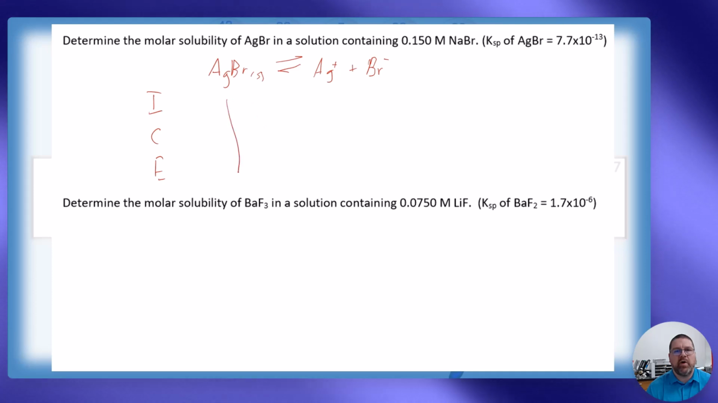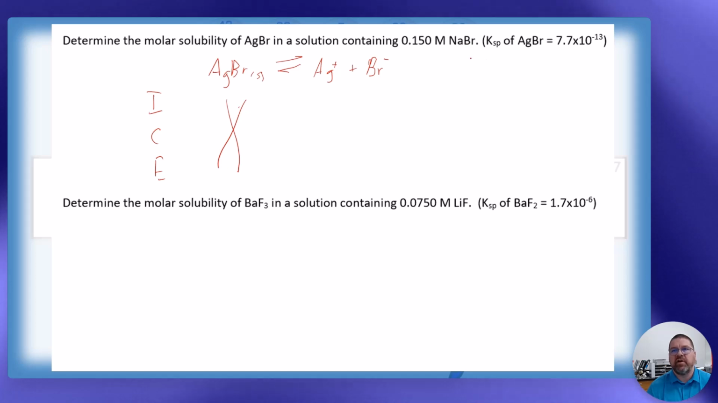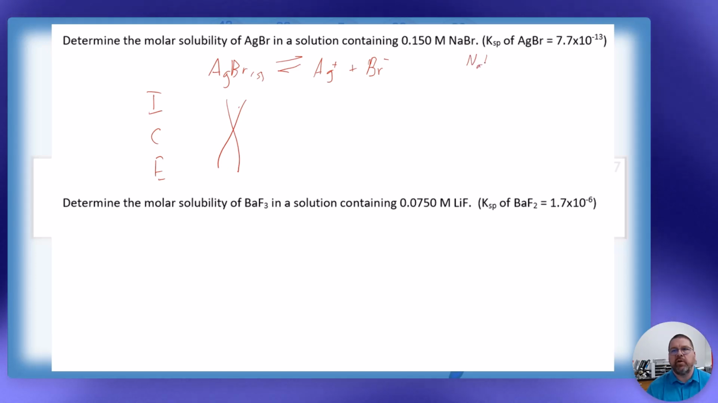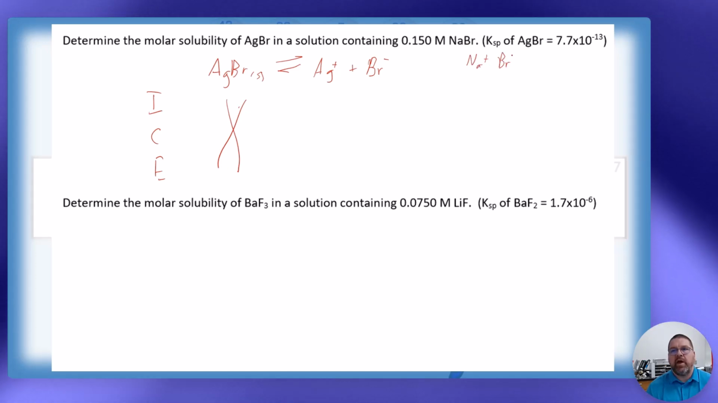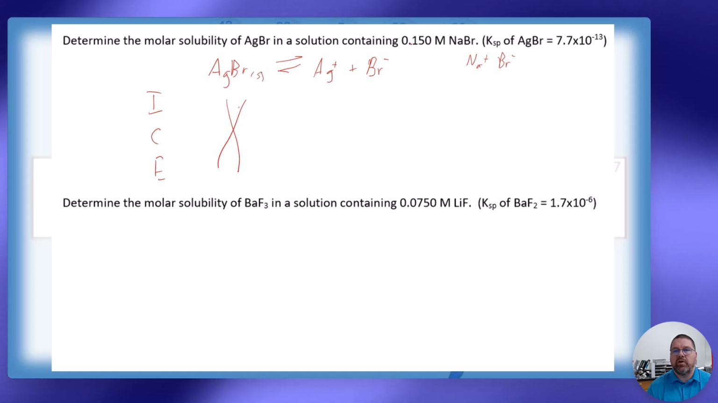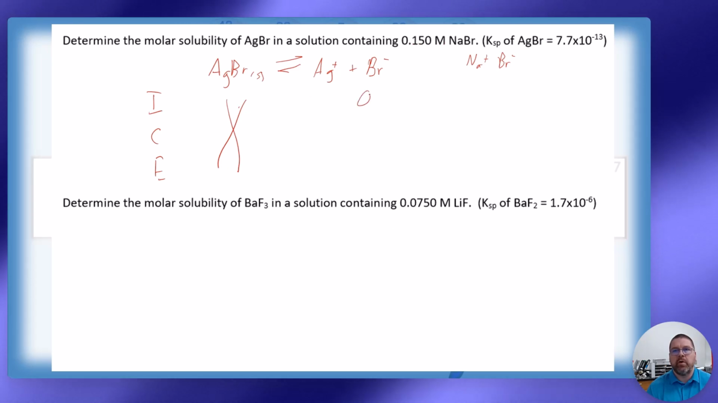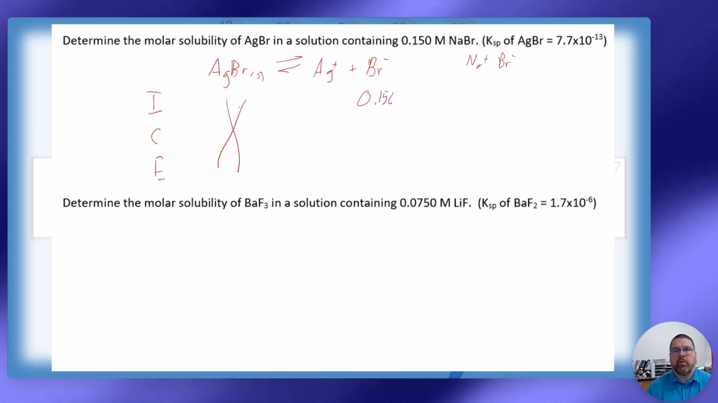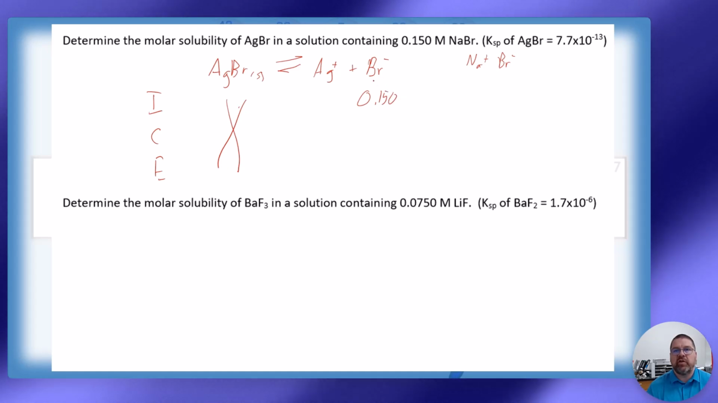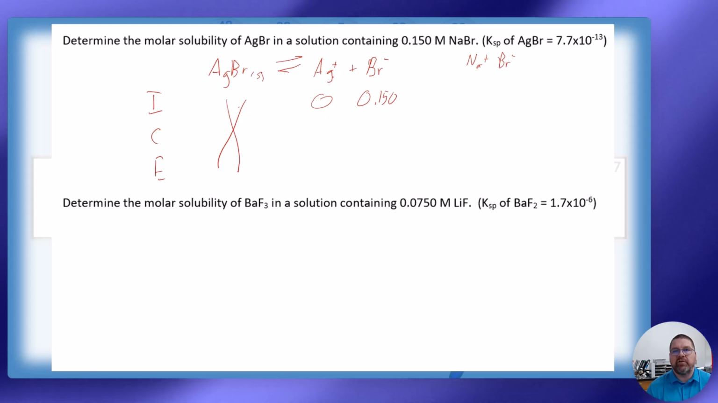Okay, again, the silver bromide, no values there. Silver, okay, because we have sodium bromide present, that's going to dissociate to give us sodium ions and bromide ions, and it's a 1-to-1 ratio, 1 bromide for every sodium bromide. And it's a strong electrolyte, so it's going to dissociate completely. We're going to get 0.150 molar bromide that's produced and present in the solution right off the bat. No silver ion to start.